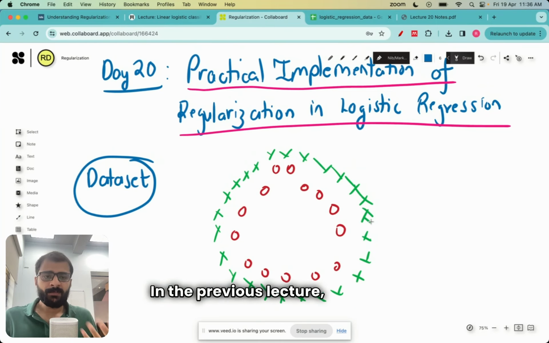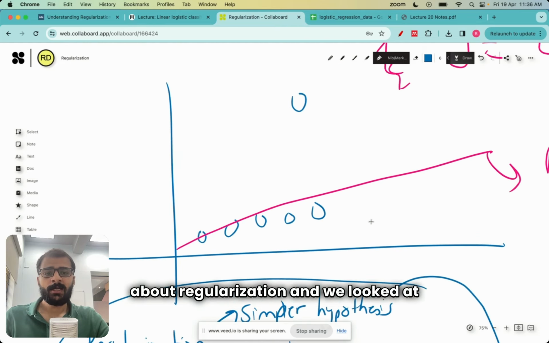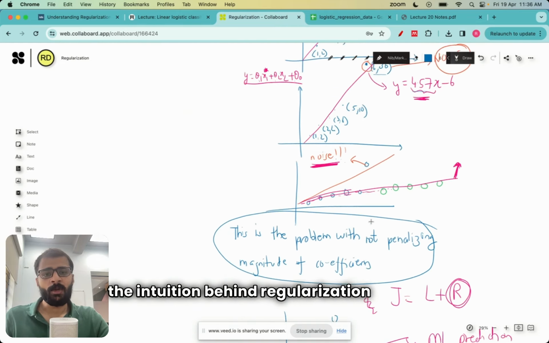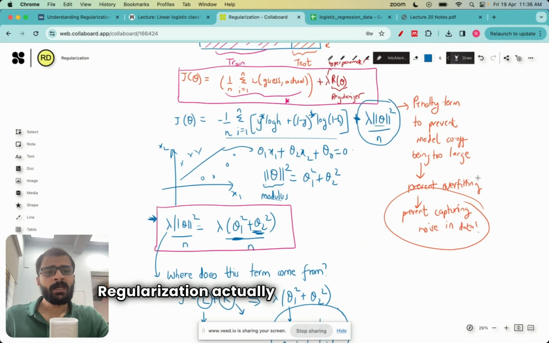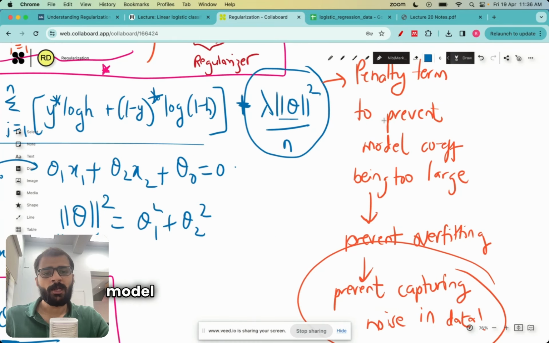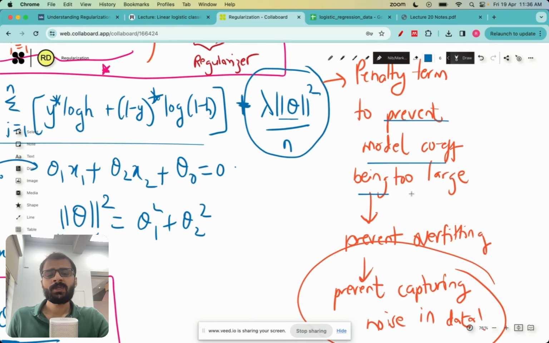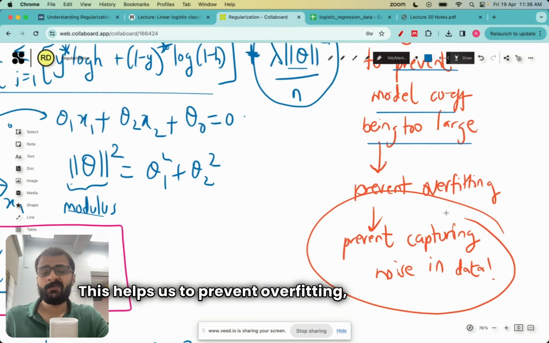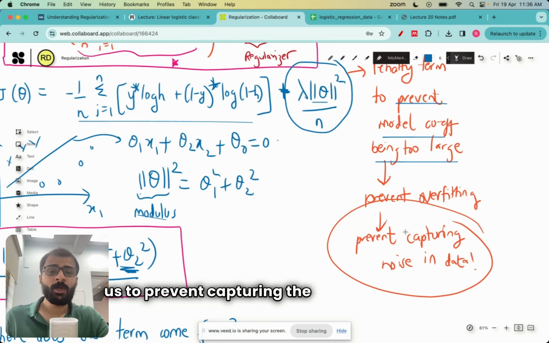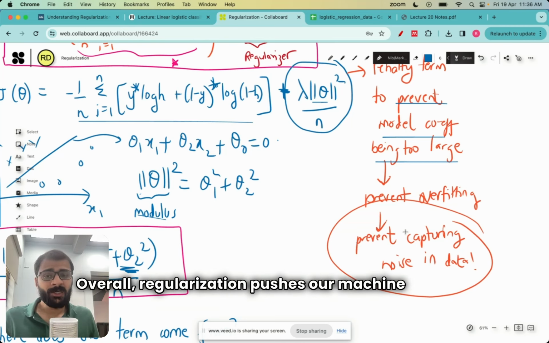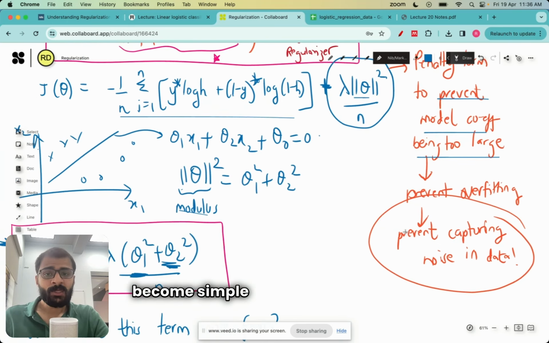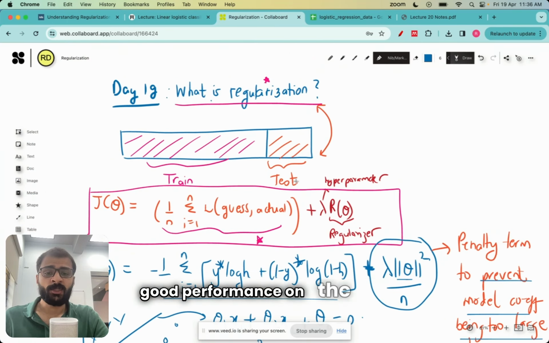In the previous lecture, we learnt about regularization and we looked at the intuition behind regularization and why regularization actually helps us to prevent the model coefficients from becoming too large. This helps us to prevent overfitting, or it really helps us to prevent capturing the noise in the data. Overall, regularization pushes our machine learning algorithm to become simple so that we can have a good performance on the test data.